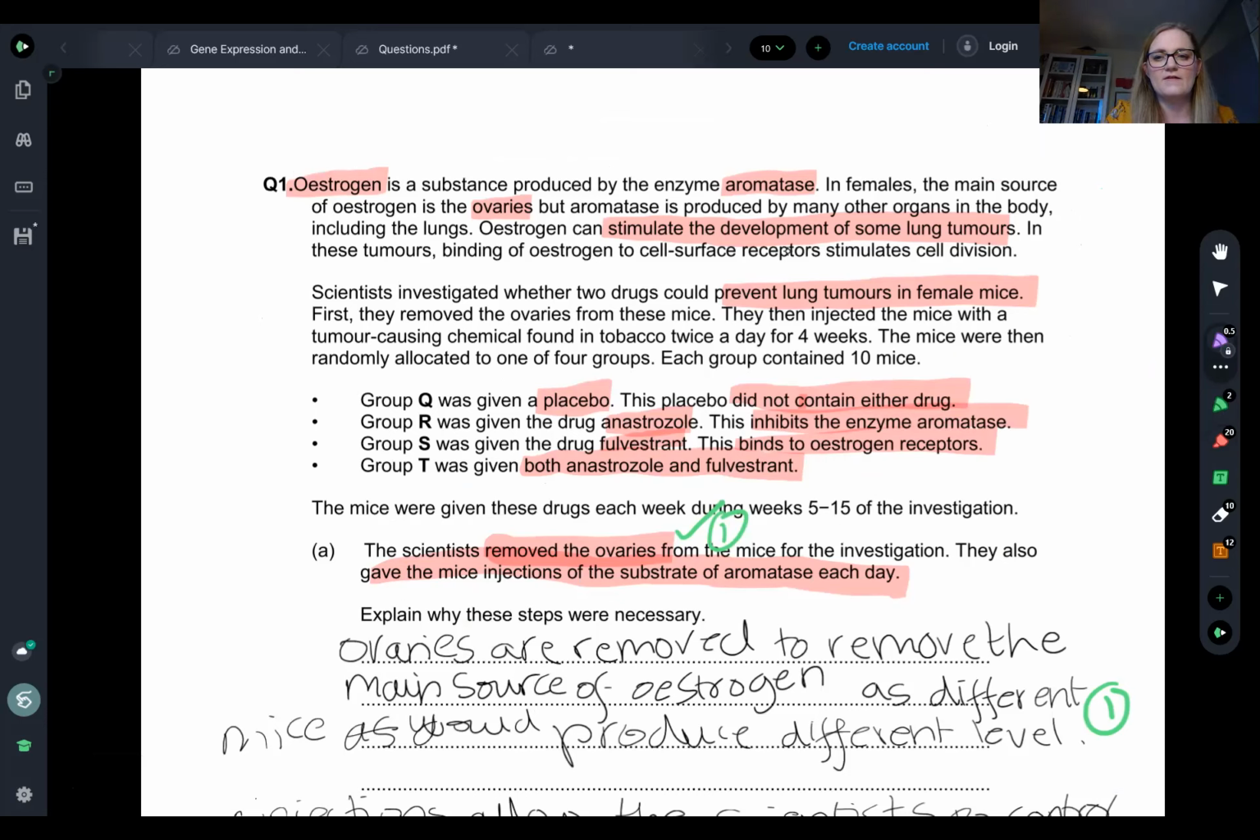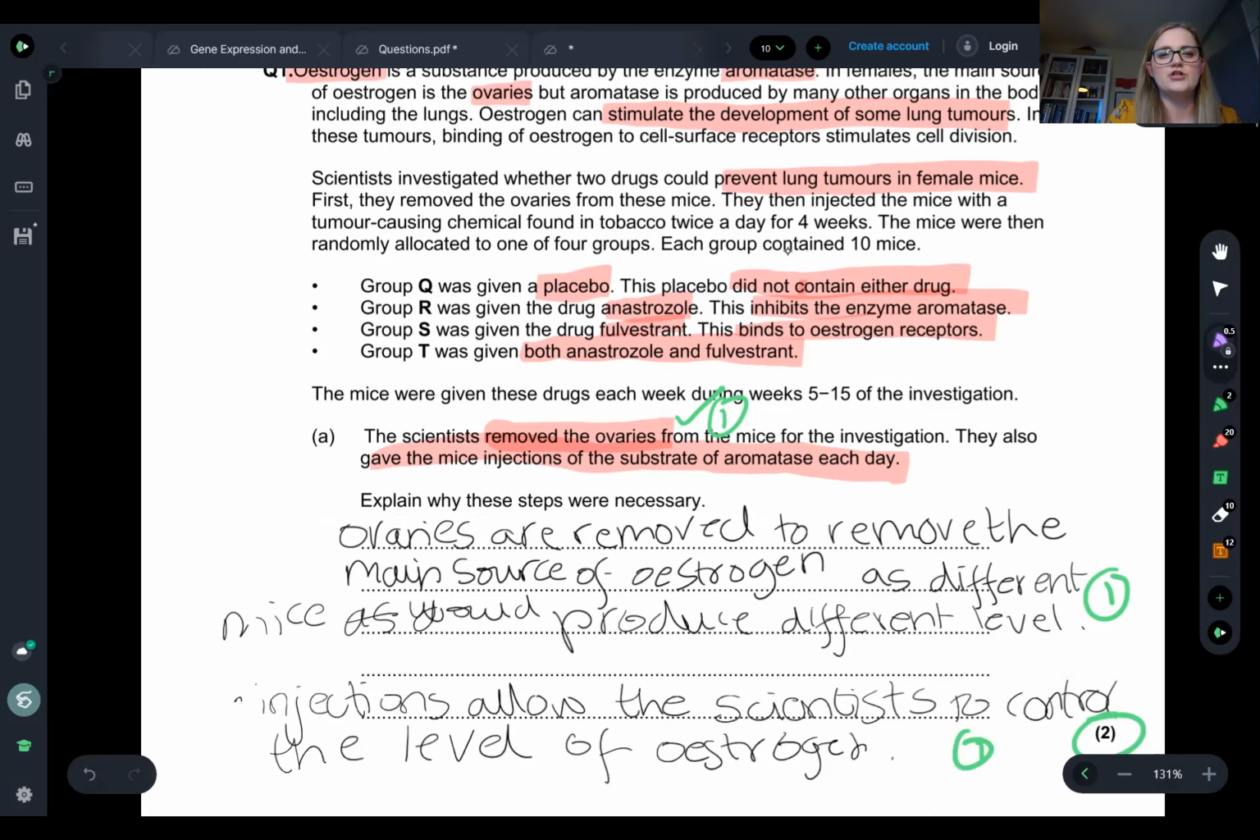Anastrozole inhibits the enzyme aromatase. So we know estrogen is produced by aromatase. The estrogen can stimulate the development of some lung tumours. So the logic here is if we give them anastrozole, aromatase won't form, therefore estrogen won't be made. Therefore, less lung tumours will be present.